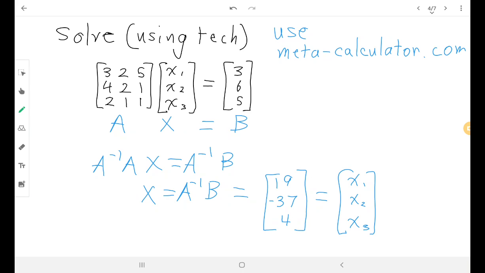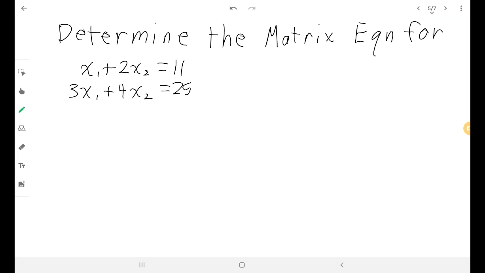Computers are really good at working in matrices. In fact, the whole reason that we study matrices is because that's really how computers work. Okay? All right, well, there being no questions, let's move on.